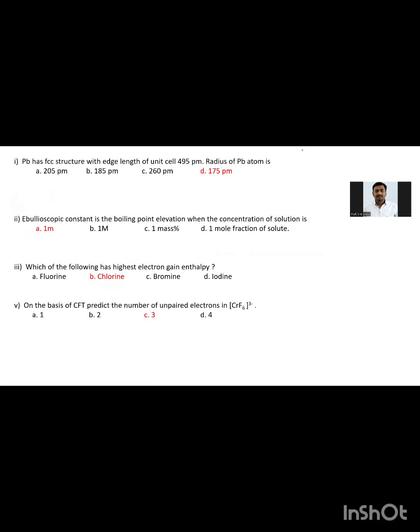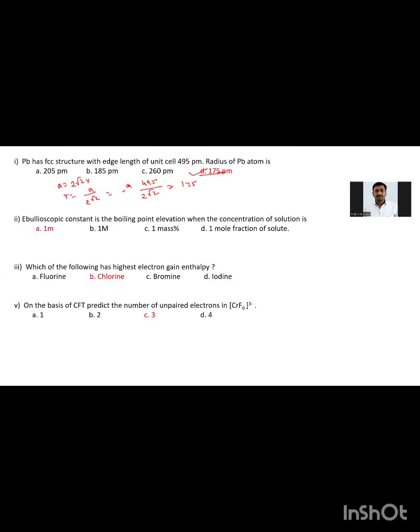So what is the formula of radius for the FCC crystal? It is a = 2√2 r. We have to calculate the radius, so just rearrange this formula for the radius: r = a / 2√2. If you substitute the value, that is 495 upon 2√2, you will get the answer 175. So option D.